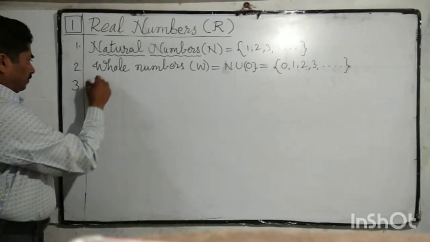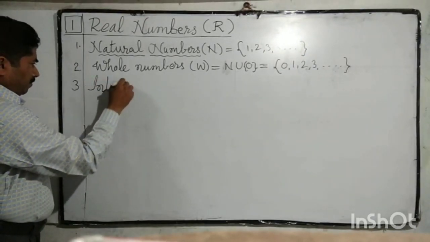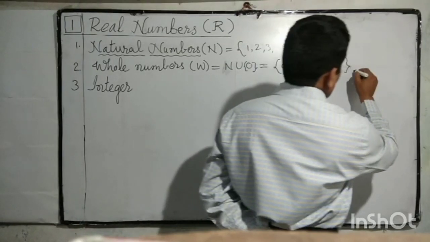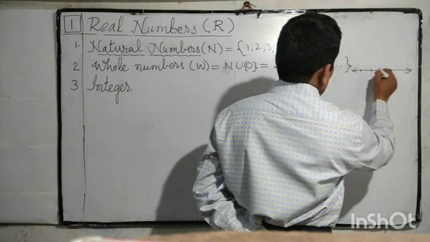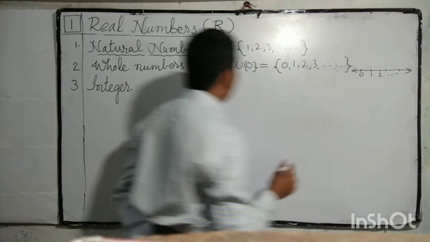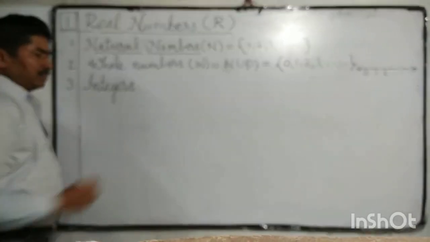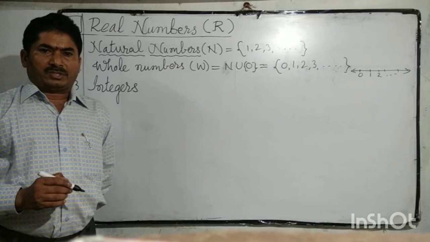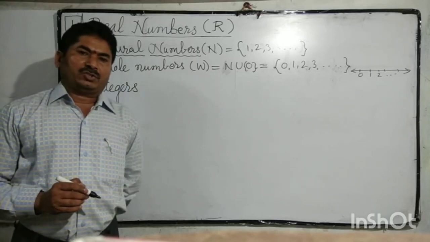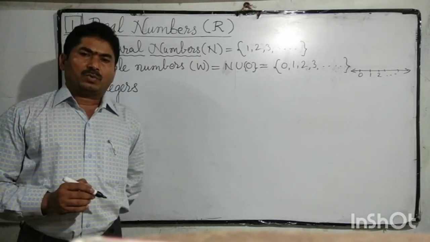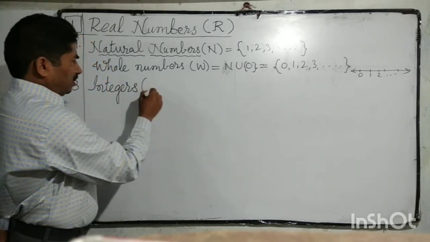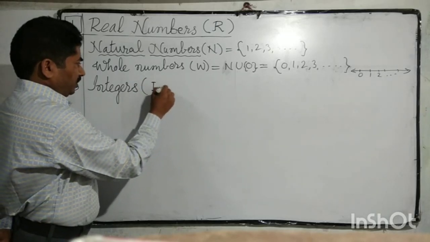Next, integers. We can show whole numbers on the number line like this: 0, 1, 2 and so on. Integers: all the positive numbers plus 1, plus 2, plus 3 and so on, and all the negative numbers minus 1, minus 2, minus 3 and so on, together with 0 are called integers. Integers are denoted by the letter I or Z.